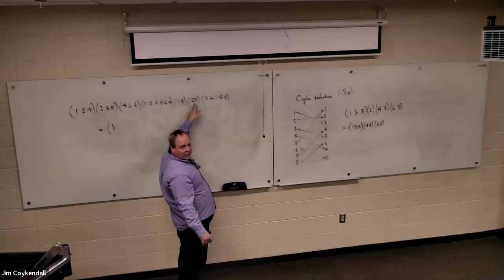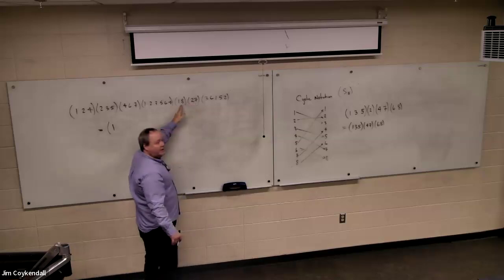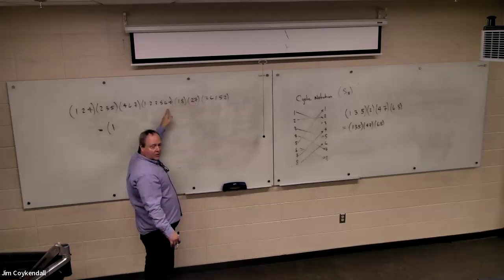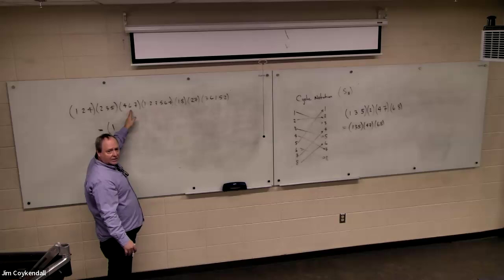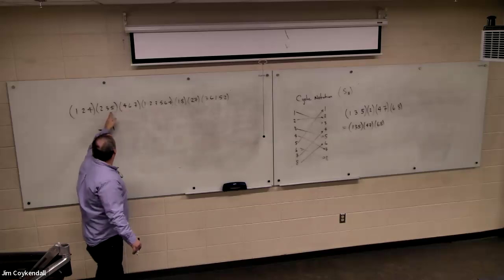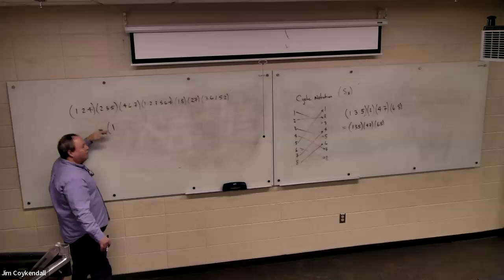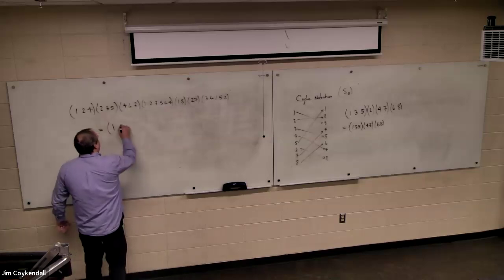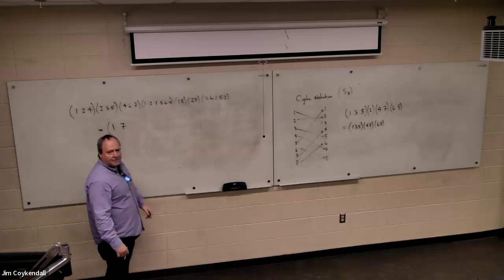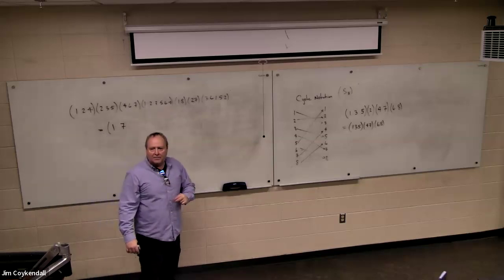There's no 5 here, so it's left alone. Where does the 5 go now? 6. Where does the 6 go? 7. No 7. So at the end of 1's journey, it ends up at 7. Everybody okay with that? Pick up where you left off.